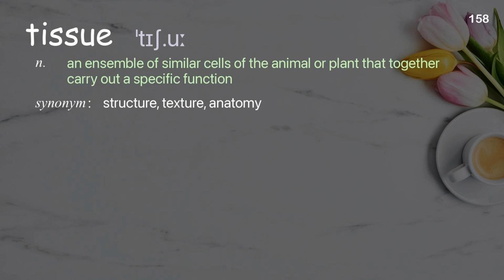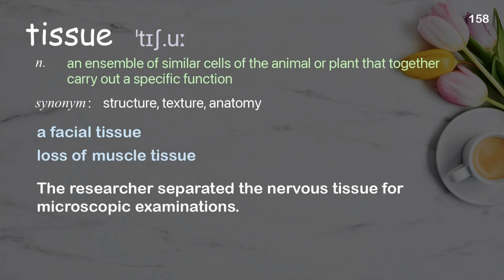Tissue. An ensemble of similar cells of the animal or plant that together carry out a specific function. Examples. A facial tissue. Loss of muscle tissue. The researcher separated the nervous tissue for microscopic examinations.